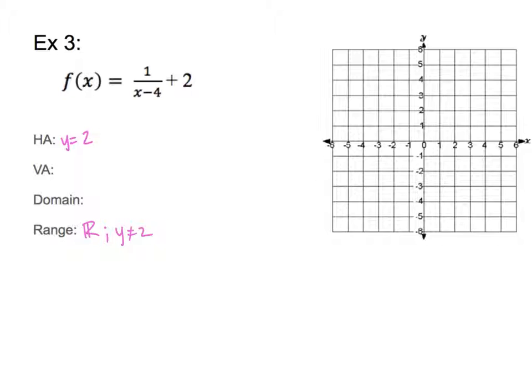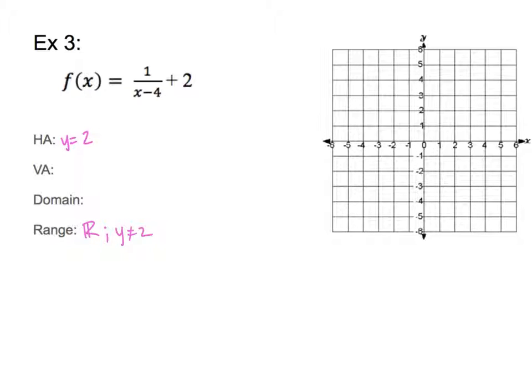And then for the domain, for the vertical asymptote, we need to look at the domain. So x is equal to 4. So what makes this denominator here 0? Well, when x is equal to 4, that means that this would cause the bottom, or the denominator, to be undefined.